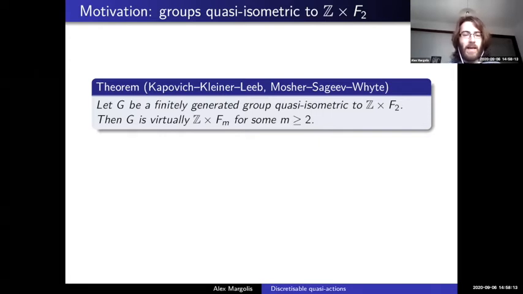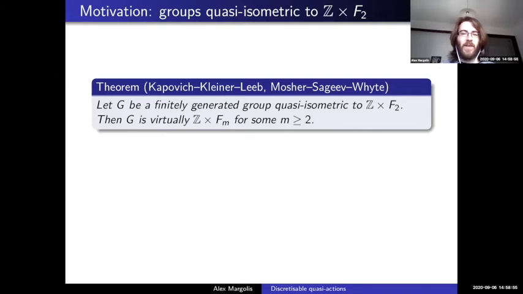So here's a sample theorem, which can be deduced from work of Kapovich, Kleiner, and Leeb, and Mosher, Sageev, and Whyte, which says that if we have a finitely generated group which is quasi-isometric to Z times F2, i.e. it has the same large-scale geometry as Z times F2, then it's virtually Z times a non-abelian free group. In general, this sort of theorem won't be true. If you have a direct product of 2 groups, there's no reason to expect that a group quasi-isometric to it will also split as a direct product.